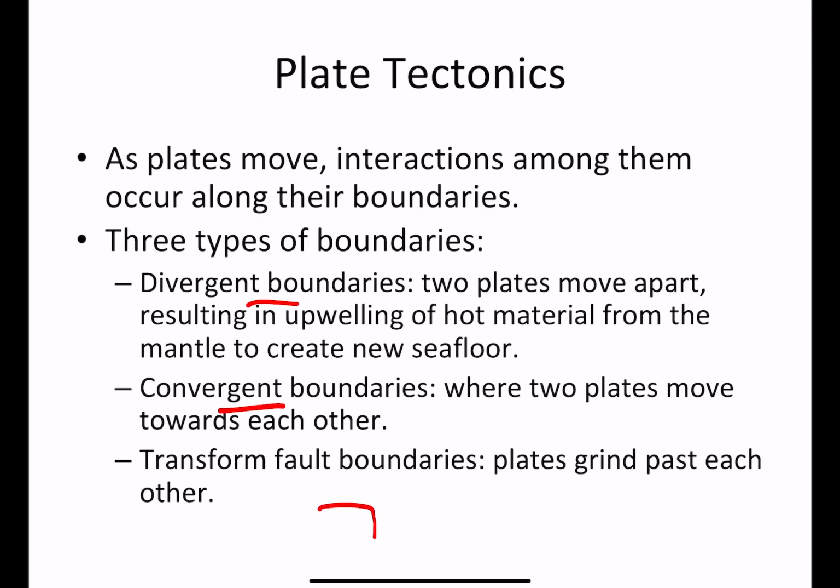If this is one plate and this is another plate, this plate might be moving this way and this plate might be moving the other way. And so there might be a lot of friction as the two plates grind past one another. That is called a transform fault boundary. And in the next video, we will discuss each of these interactions in a little more detail.